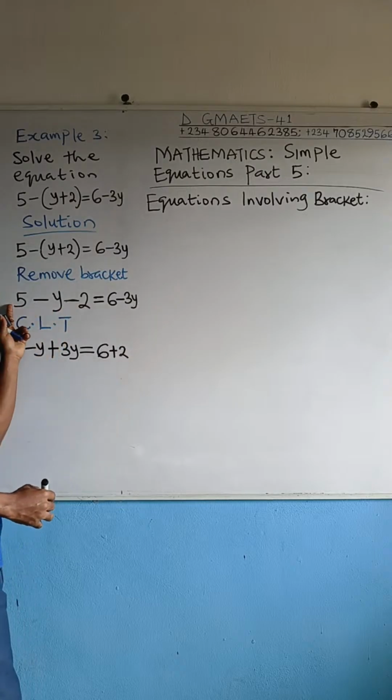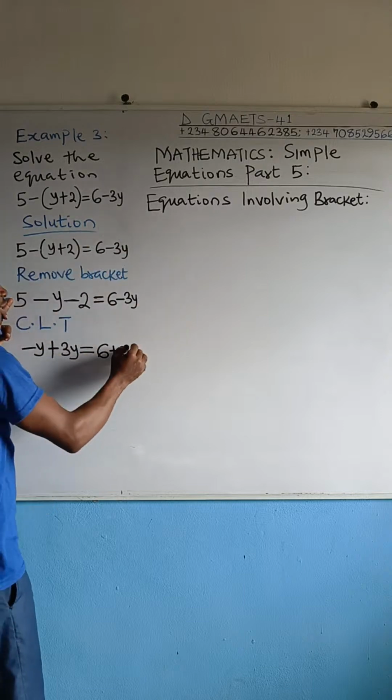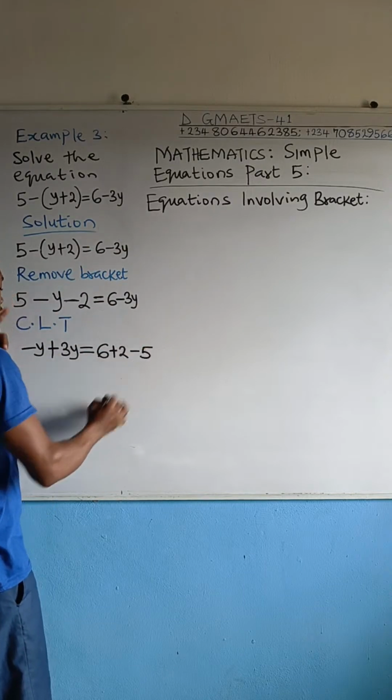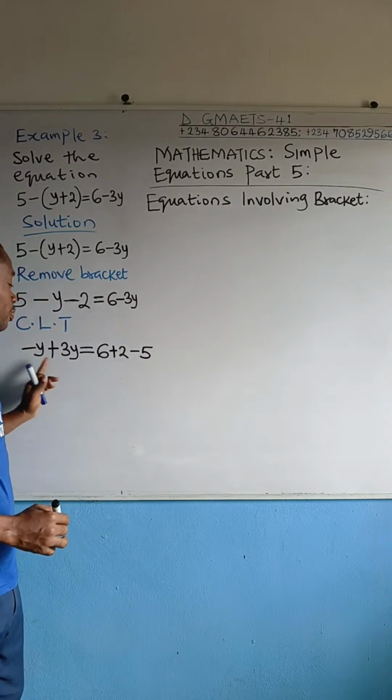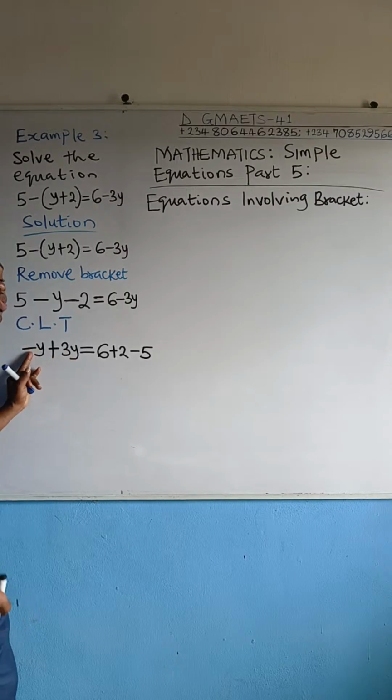This 5 is also a pure number. On the left-hand side, it is plus 5. That's why you are not seeing any sign here. So this is plus 5. Move it to the right, it will change to minus 5. Minus y plus 3y is the same as plus 3y minus y, or simply 3y minus y.